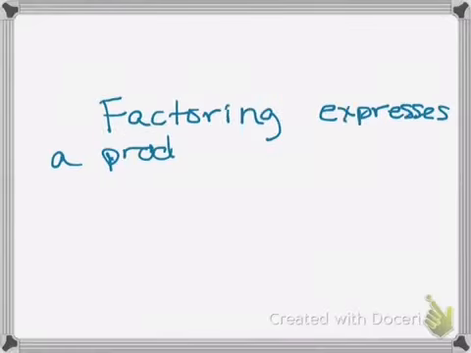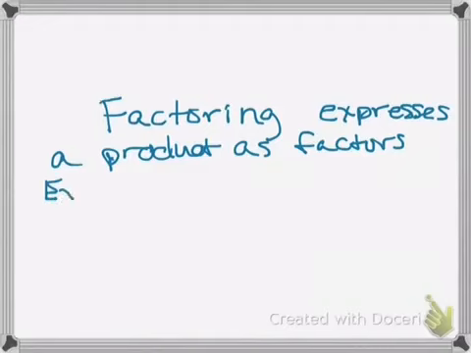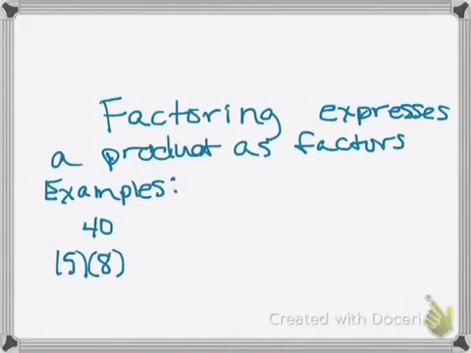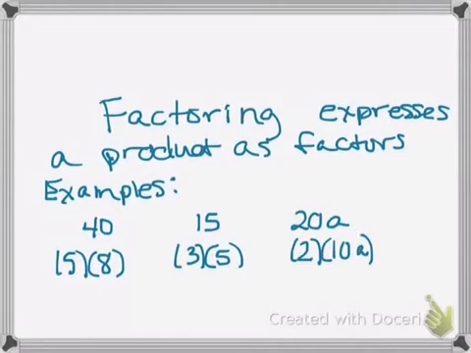What is factoring? We're going to be factoring expressions, and it's going to show you the product as factors. Now you've done this before, except you've not had to work with algebraic expressions before. So if you have 40 as the product, an example of rewriting it as factors could be 5 times 8. Now those aren't the only factors. 15 could be expressed as 3 times 5. 20a could be expressed as 2 times 10a. And again, some of these have lots more factors, but just to give you an idea of what factoring looks like, you're breaking the product apart into factors.